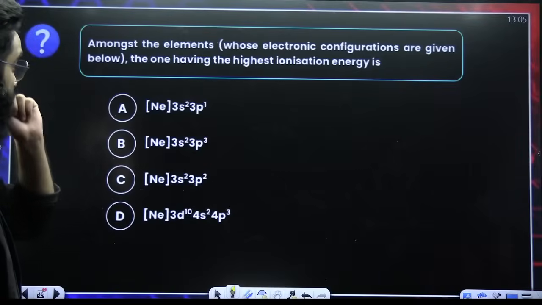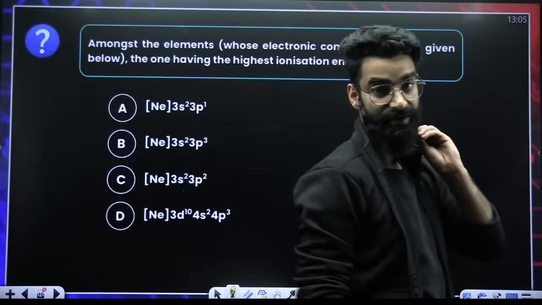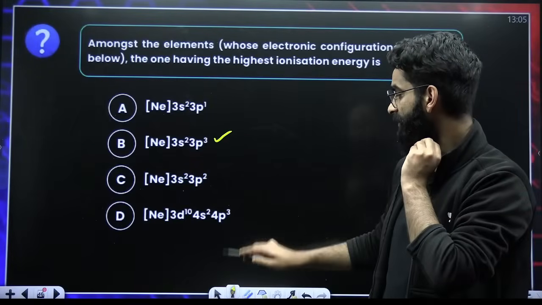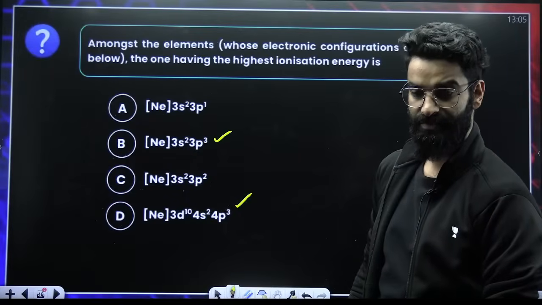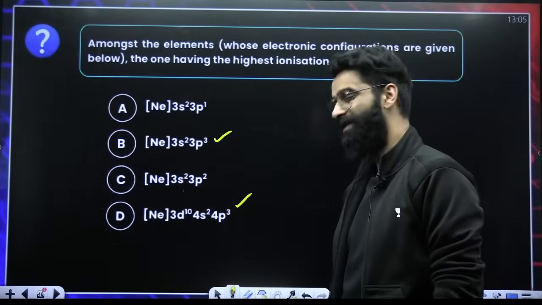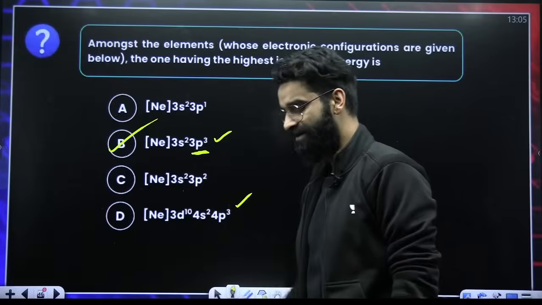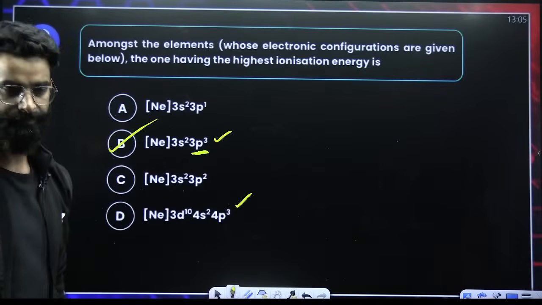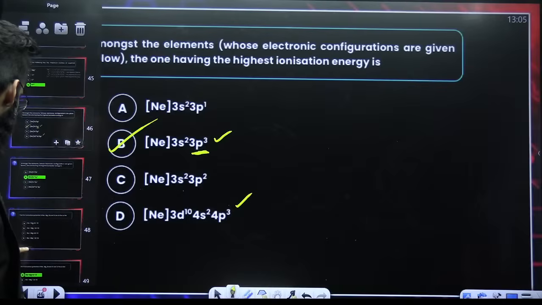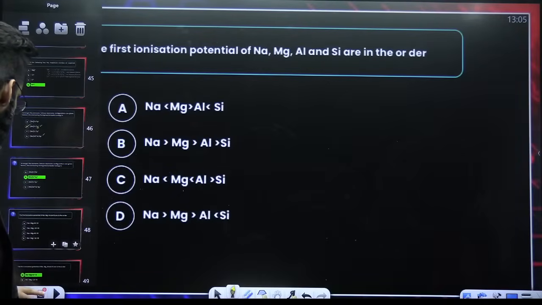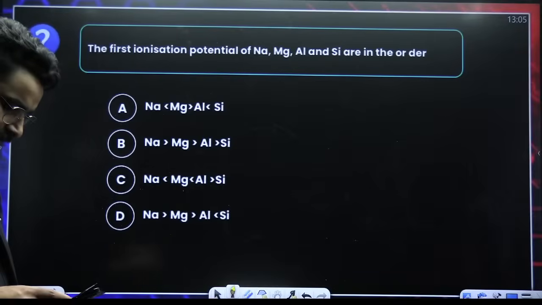Among the elements whose electronic configurations are given, the one having highest ionization energy. This is half filled. This is also half filled. 3p3, 4p3. Half filled configurations are more stable. To take an electron out from them, you have to supply more energy. But this is 3p3, this is 4p3. This is closer to the nucleus, so this is difficult to take out. More energy is needed. What about this one?